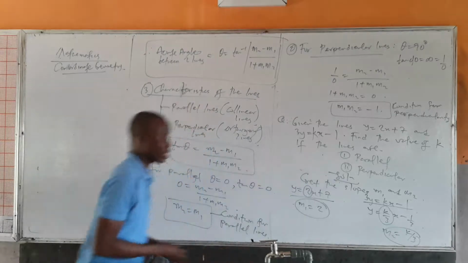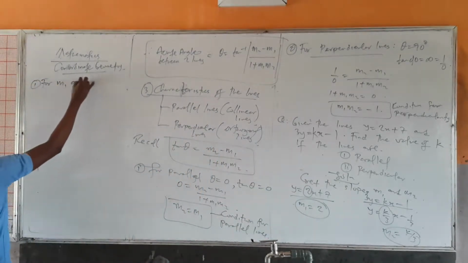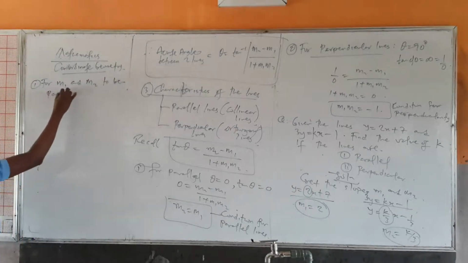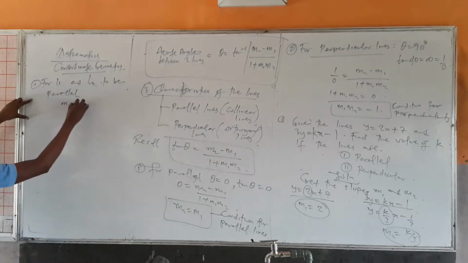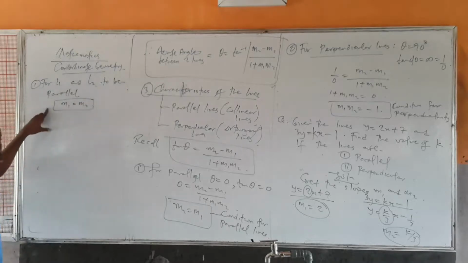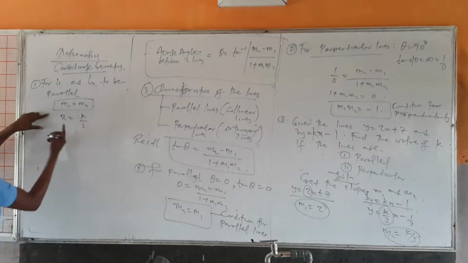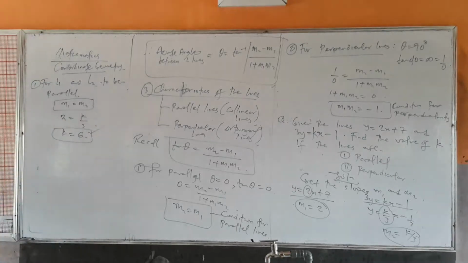What will be the value of k if the two lines are parallel? For line 1 and line 2 to be parallel, their m1 must be the same thing as m2. So I'm going to equate the two slopes. That means 2 is equal to k over 3. If I cross multiply, k equal to 6. That's the value of k when they are parallel.